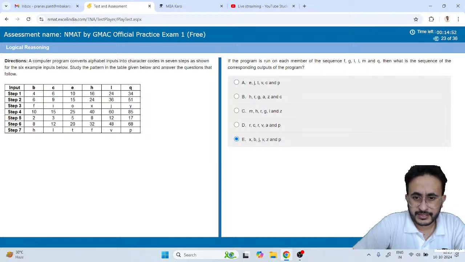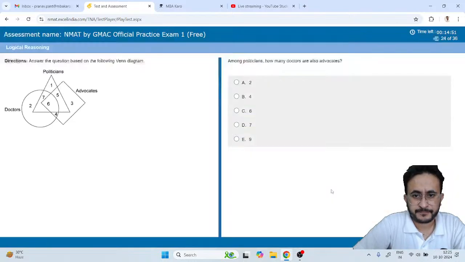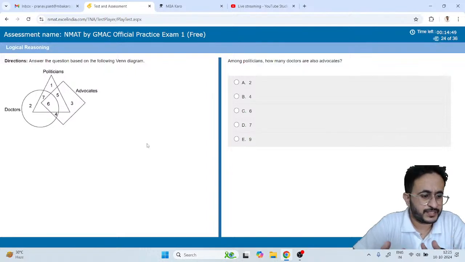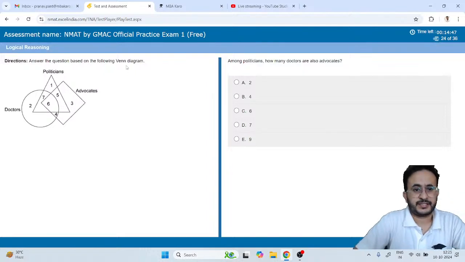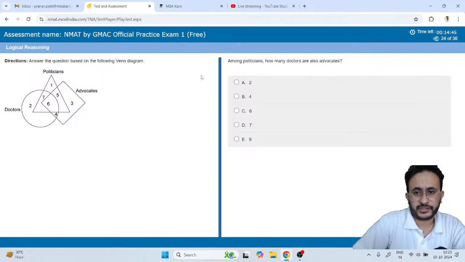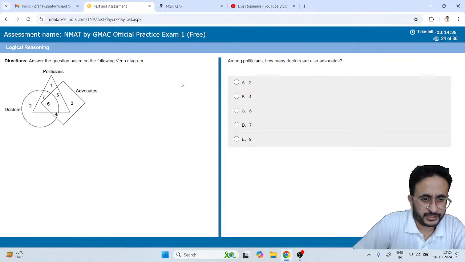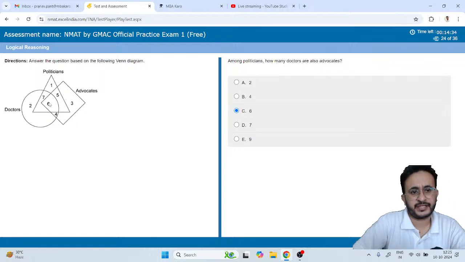All right, so let's see the next one. Okay, so this is a logical Venn diagram. It says that among politicians, how many doctors are also advocates? Okay, politicians, doctor, and advocate, all three, that is 6, because that is the central region overlapping everything.